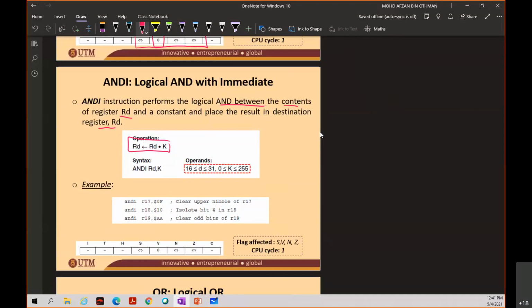So this is the syntax. Since this one involves an immediate value, and the instruction ends with I, the destination register must be from R16 to R31. Only four flags are affected, which are S, N (negative), and Z, while V is always 0. So let's look at the examples here.